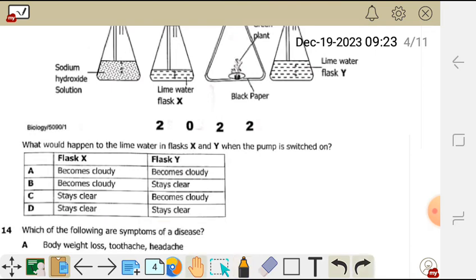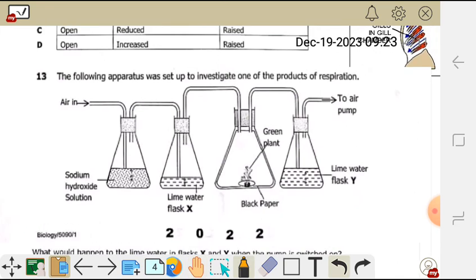So let's first explain, we see what is happening here. So we have sodium hydroxide. As air is pumped into this solution, what will happen is that the carbon dioxide which is in that air is going to react with sodium hydroxide, forming sodium carbonate, something like that. Okay, so it is going to react with carbon dioxide. So this sodium hydroxide is going to remove that carbon dioxide in that air. So what will happen is that the lime water in here, the air from this flask, as it comes here, the carbon dioxide will not be there. So the lime water in here will stay clear.